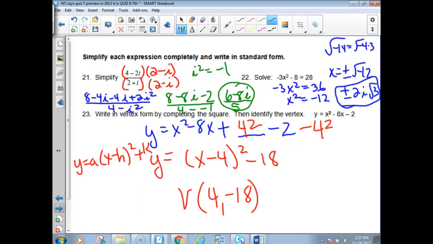All right, how about this stuff? I mean, this is old review. You're still supposed to know how to do this. Those of you who didn't get those right on the last two or three assessments, you better figure it out. It's on the final, and it's on this next quiz. Okay?